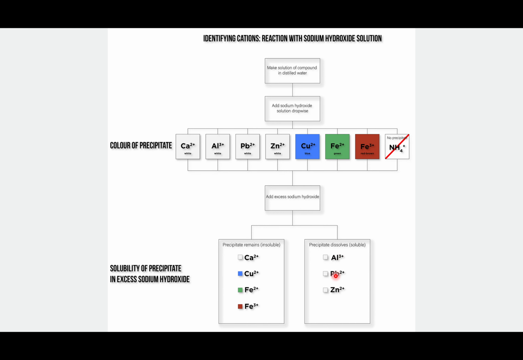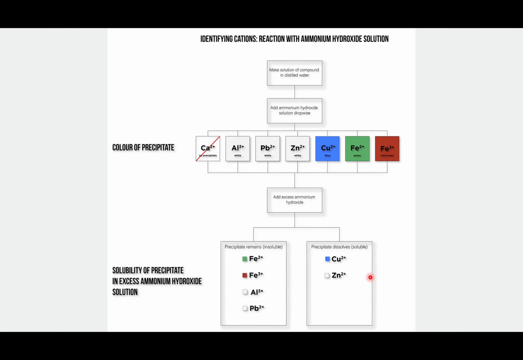But for aluminum now, aluminum will form a precipitate that is soluble in excess sodium hydroxide, but insoluble in excess ammonium hydroxide. So that's the difference between the two.